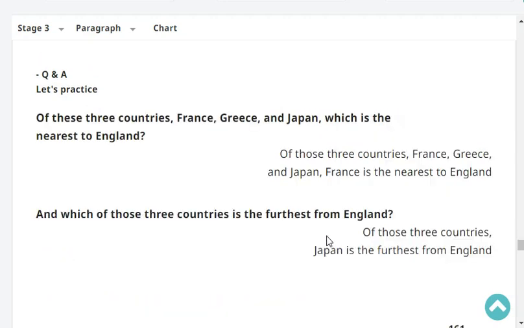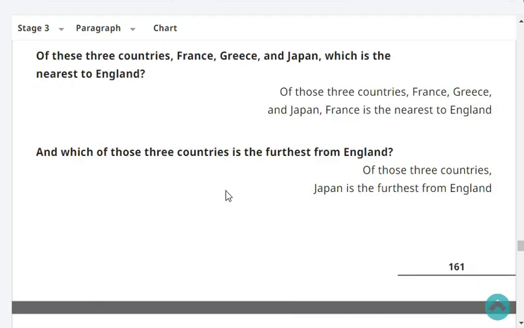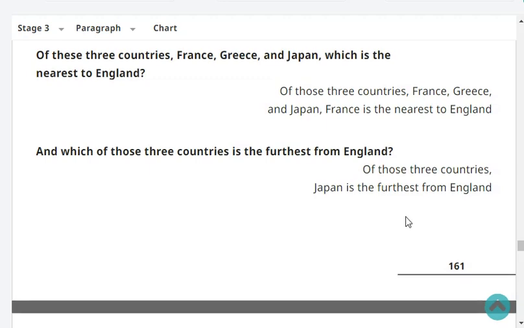Very good. Of these three countries, France, Greece, and Japan, which is the nearest to England? Of those three countries, France is the nearest to England. And which of those three countries is the furthest from England? Of those three countries, Japan is the furthest from England. Very good.